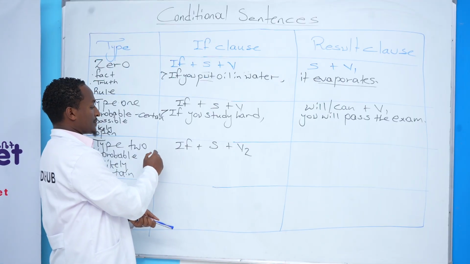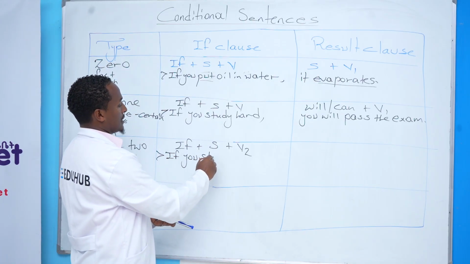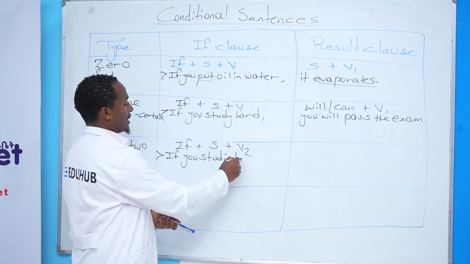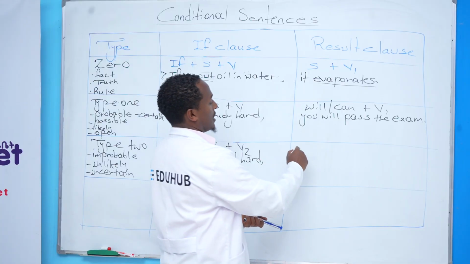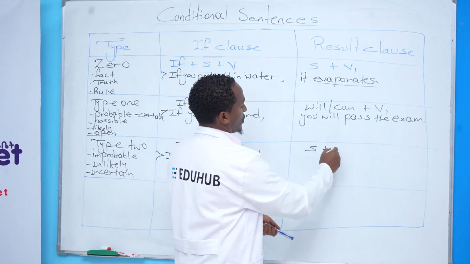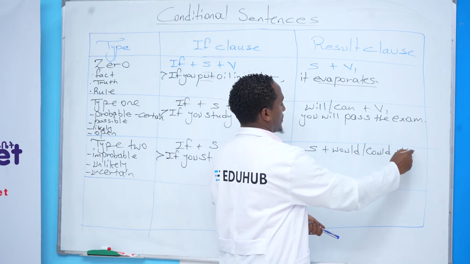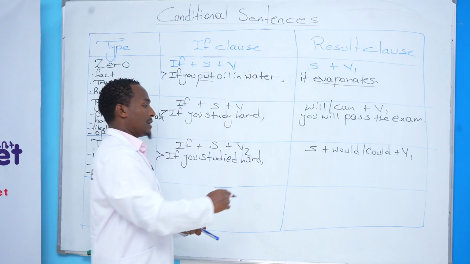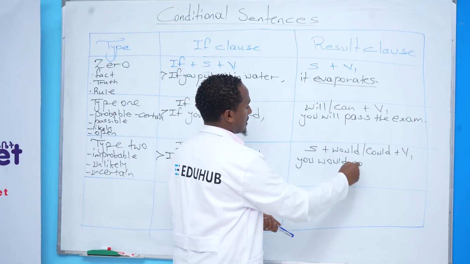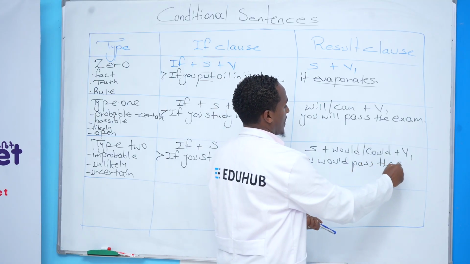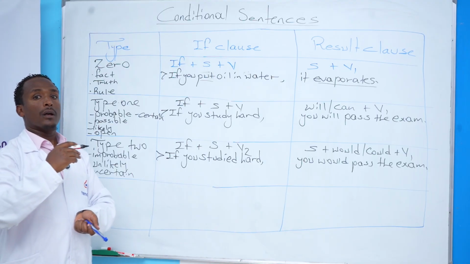For example, if you studied hard, and the result clause is subject plus would plus, or could plus verb 1. If you studied hard, you would pass the exam. These two actions are for the future.